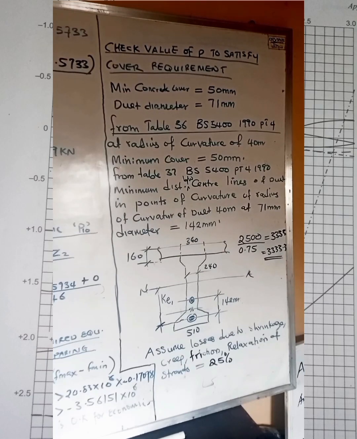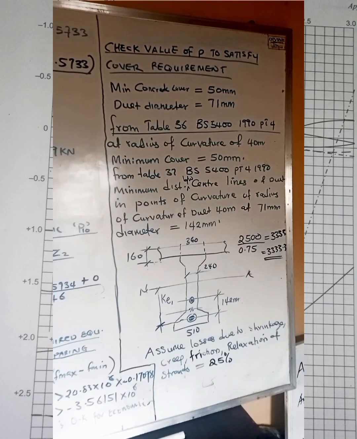mm. All right. So if you look at the board, you see I've redrawn the composite section, and we see that the minimum center to center spacing between the ducts, let's assume we're using two tendons, we are going to have 142 millimeter center to center. Now, having gotten all these values, let's look at the losses.